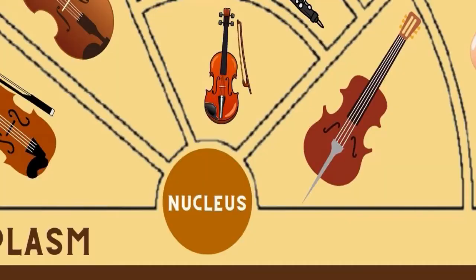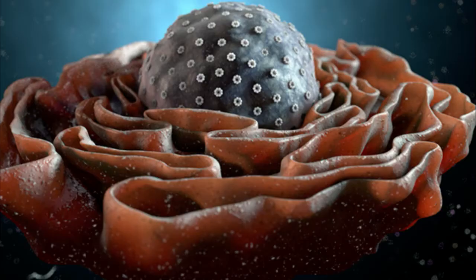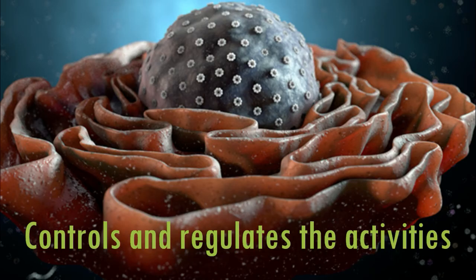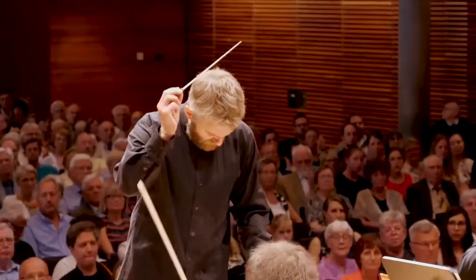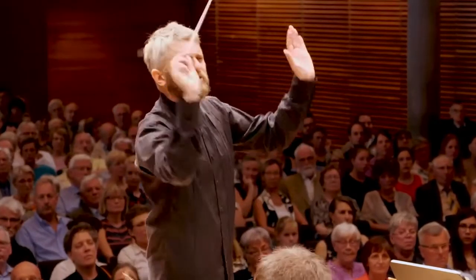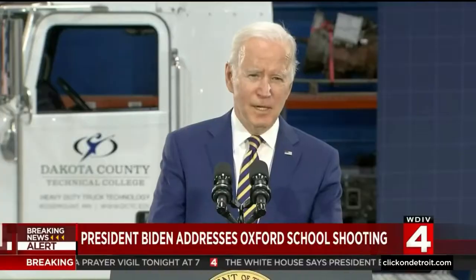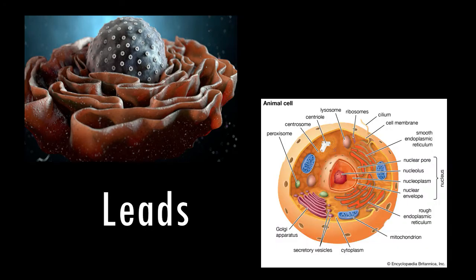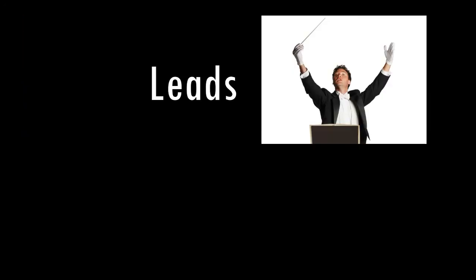Now you can see the nucleus in the center acting as the conductor of an orchestra. And here's why. The nucleus controls and regulates the activities of the cell, such as growth and metabolism. Similarly, the conductor of an orchestra is a person who conducts, controls, and regulates the other musicians in the orchestra. You can almost view them as like the president of a country, but in this case, the nucleus is the core leader of the cell, and the conductor is the core leader of an orchestra.